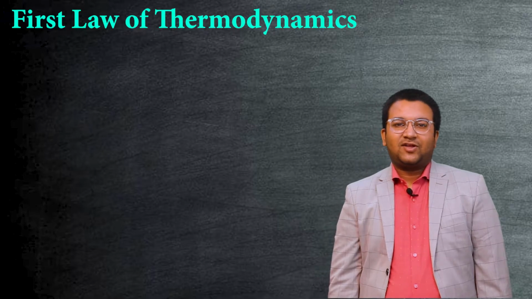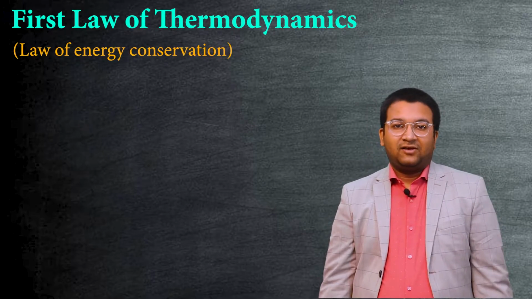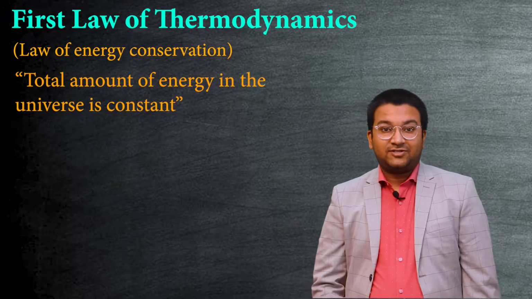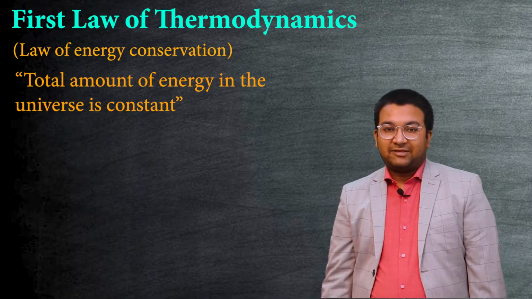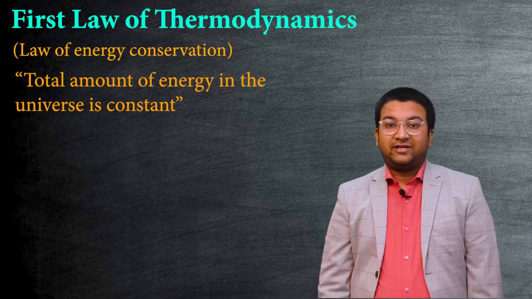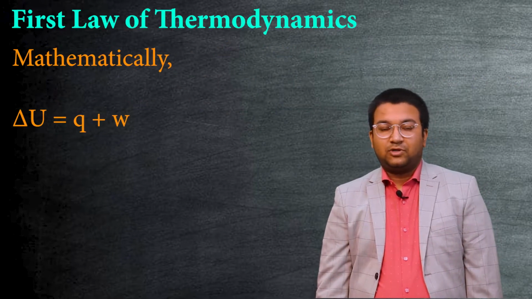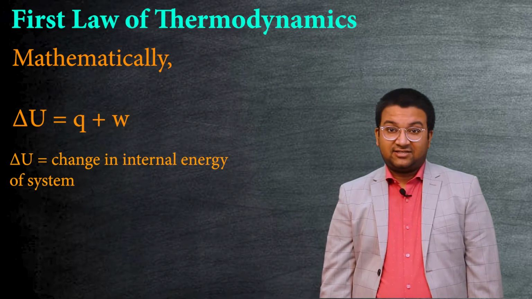Now the first law of thermodynamics is also known as the law of conservation of energy, which can easily be summarized as the total amount of energy in the entire universe is constant. Mathematically, the first law of thermodynamics is written as delta U equals Q plus W. Now what is delta U? Delta U is the change in internal energy of any system.